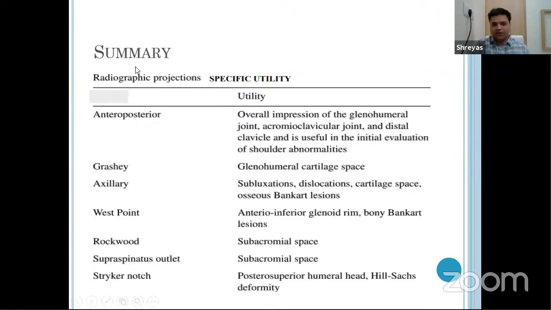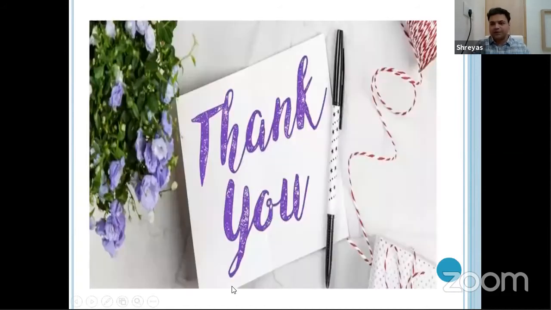To summarize all the views and their utility, the anteroposterior view is for the overall impression of the glenohumeral joint, acromioclavicular joint, and distal clavicle. The Grashey view is for osteoarthritis of the glenohumeral joint, to check the glenohumeral cartilage space. The axillary view is for subluxation or osseous Bankart lesions. The West Point view is to check the anterior inferior glenoid rim, especially for bony Bankart lesions. The Rockwood and supraspinatus outlet view is for the subacromial space, and the Stryker notch view is for the posterior superior humeral head, especially for Hill-Sachs deformity. Thank you, sir.